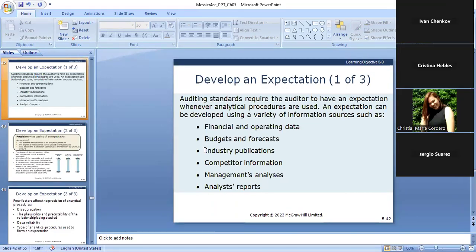How are we going to develop expectation? Let's go one after another. Audit standards require the auditor to have an expectation when analytical procedures are used. The expectation can be developed using a variety of information sources. First will be the financial and operating data, budget forecast, industry publication, competition, management analysis, analytical reports. That's how we're going to start developing our expectations.